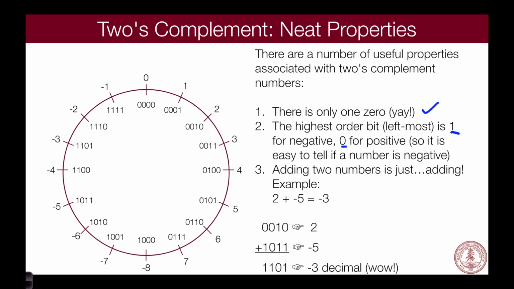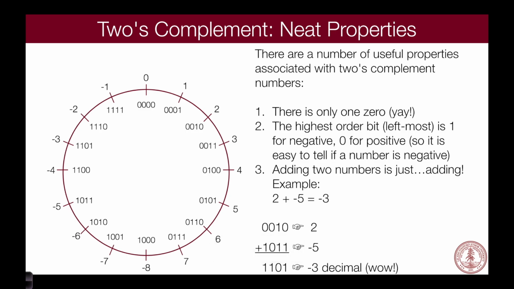What's really cool about this is, remember how before I said that when adding a positive and a negative number, you have to actually do the subtraction, and you have to know how to subtract versus just add. Turns out you don't have to know anything other than addition to add two numbers together. So what does that mean? Well, let's take a look at this.